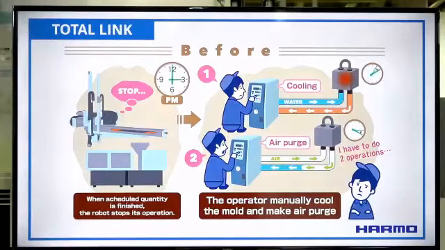This is the last topic for today. What do you do for MCC when the production is finished? Today we pick up MCC when scheduled quantity is finished and the operation is stopped.